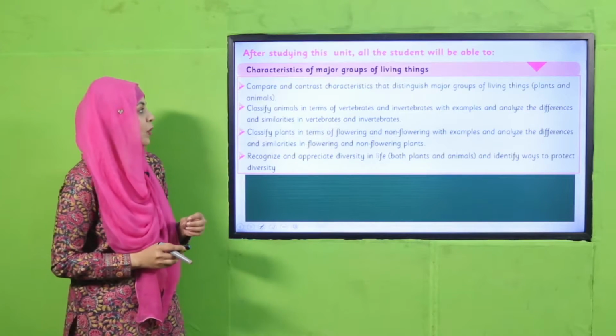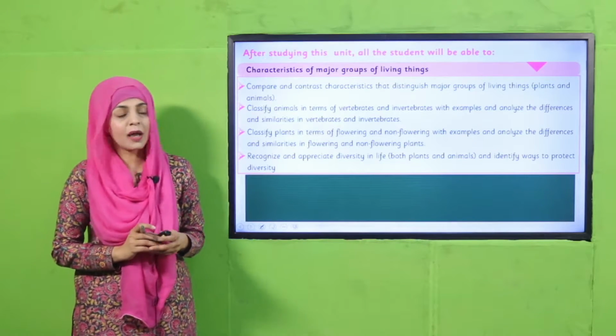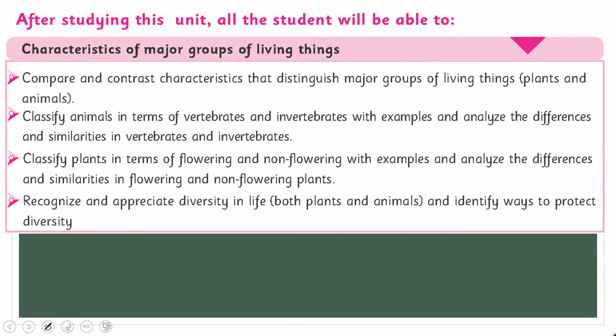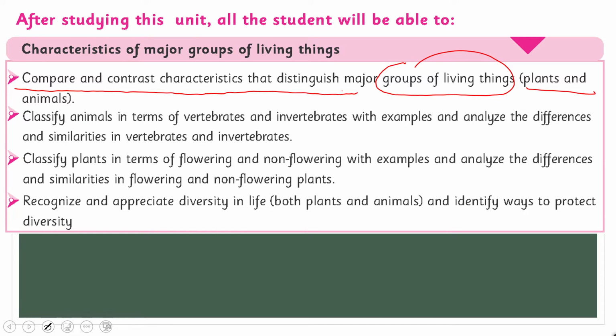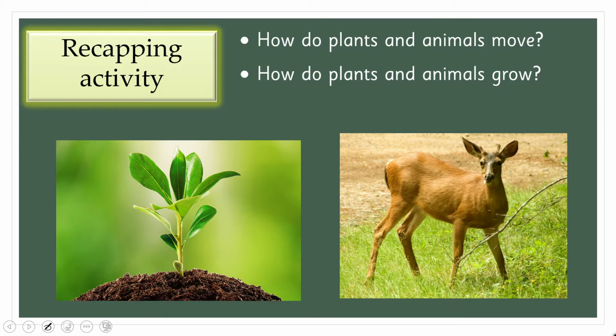So my dear students, let's quickly look at today's student learning outcome. By the end of today's lecture, all the students will be able to compare and contrast characteristics that distinguish major groups of living things, plants, and animals.